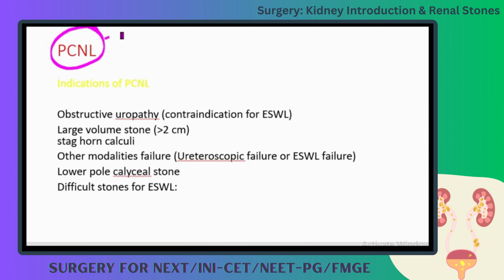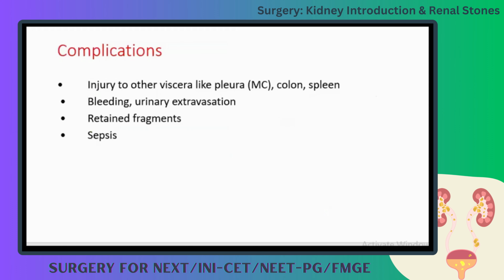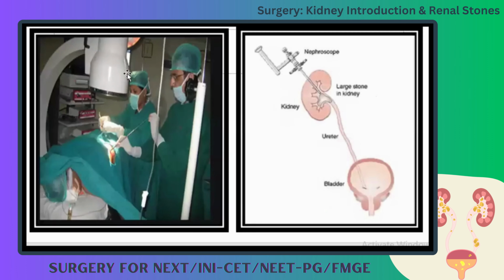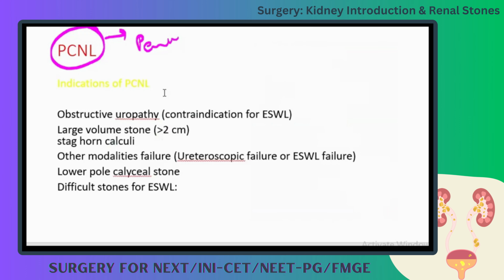PCNL. What is PCNL? Percutaneous nephrolithotomy. Here the surgeon will be standing like this, the patient will be in prone position. We'll put a puncture into the kidney, put the scope inside, and then blast the stone with our instrument. This is an invasive procedure, minimally invasive but invasive. The indication is large volume, more than 2 centimeter stone, PCNL is the option. Staghorn stone, PCNL is the option, ESWL won't work.